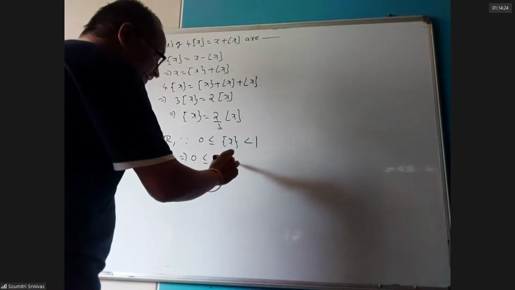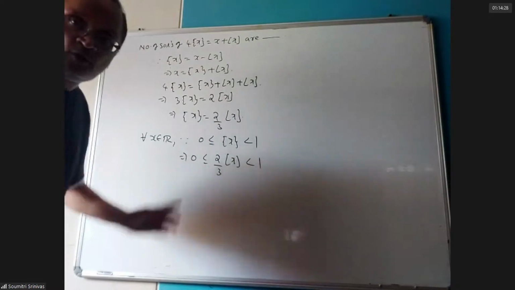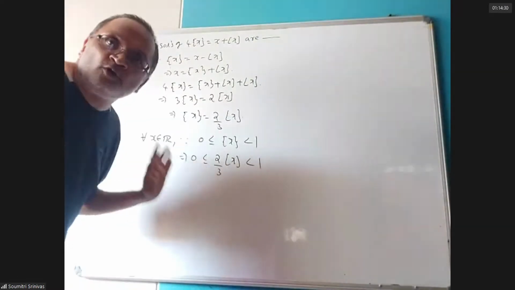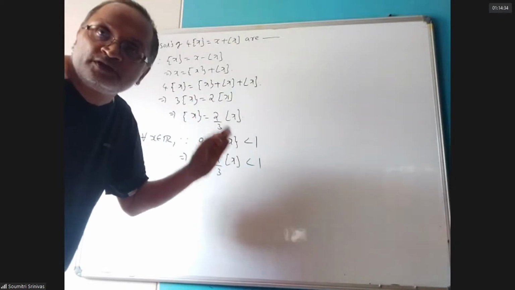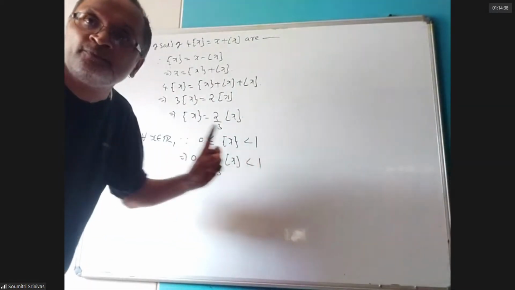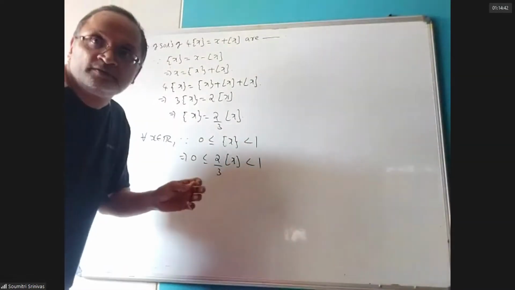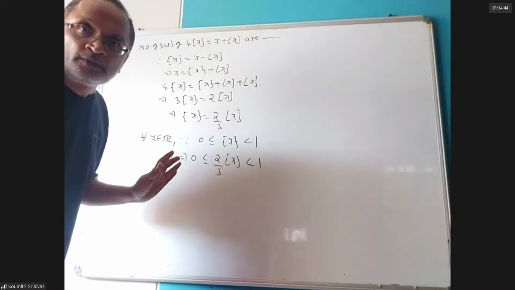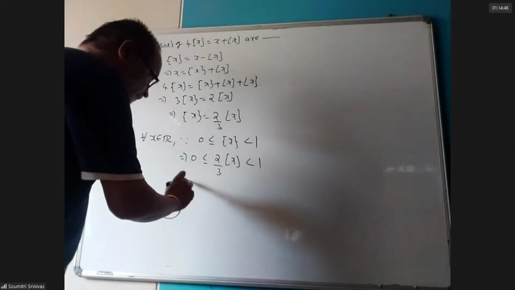2 by 3 step x less than 1. Remove this 2/3. How do I remove? Multiply it out by 3/2. Remove means don't take a pen and strike it off. Multiply by 3/2. What does it give you?